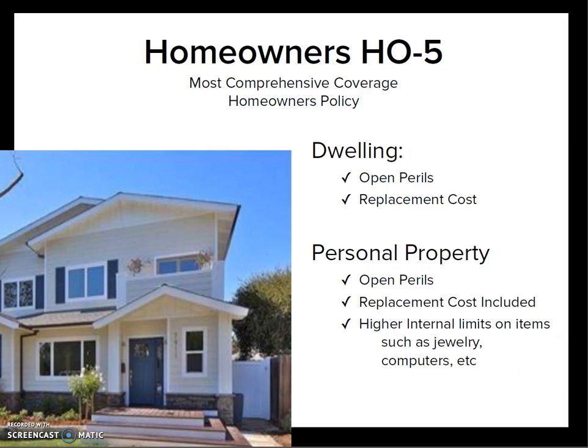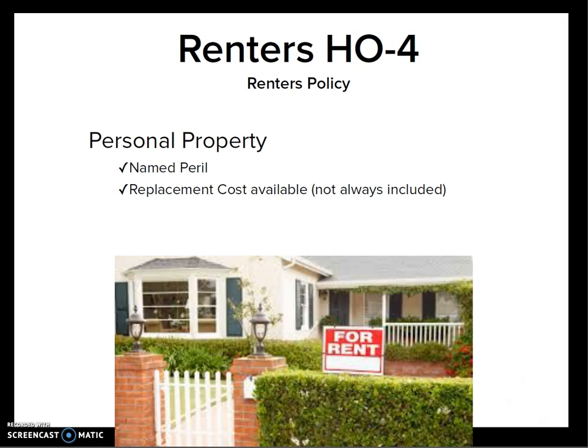Your HO-5, or your homeowner's insurance policy, is going to be your more comprehensive coverage homeowner's policy. Dwelling is going to be open perils and replacement cost, and your personal property is going to be open perils, but your replacement cost on your personal property is going to be included, and you will have higher internal limits on items such as jewelry, computers, and other things.